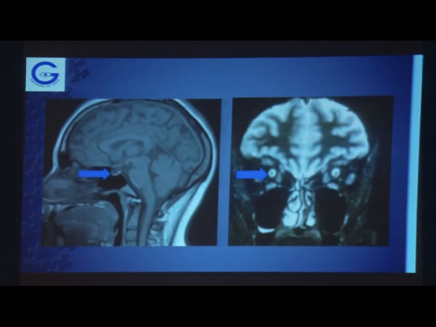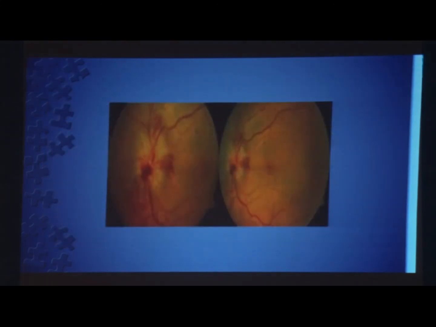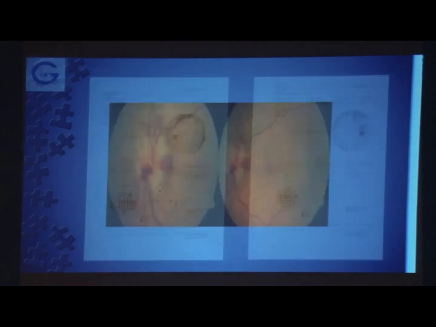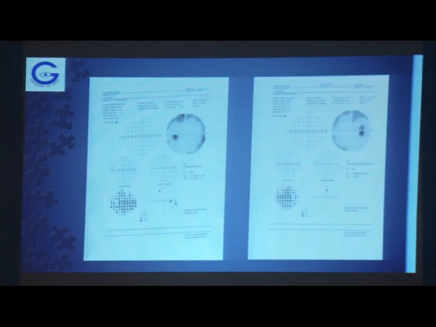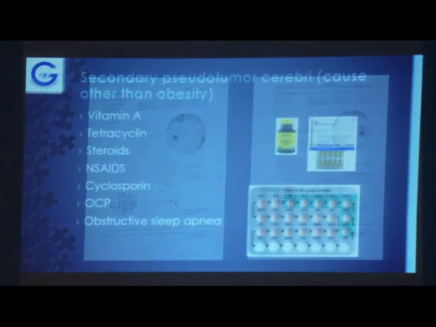This is the MRI, again the MRI picture of the same patient showing the partially empty sella and the enlarged optic nerve sheath. This picture is after the VP shunt was done, and this was the field picture after the shunt was done. So when properly intervened, we will be able to save the vision of the patient.